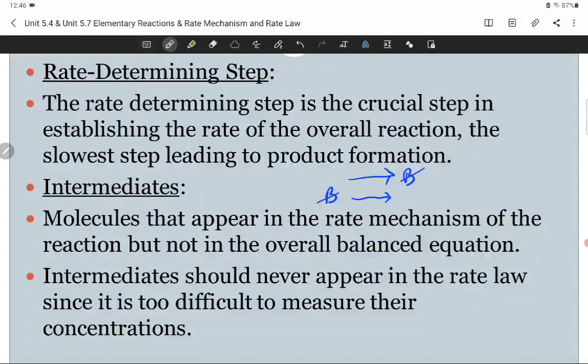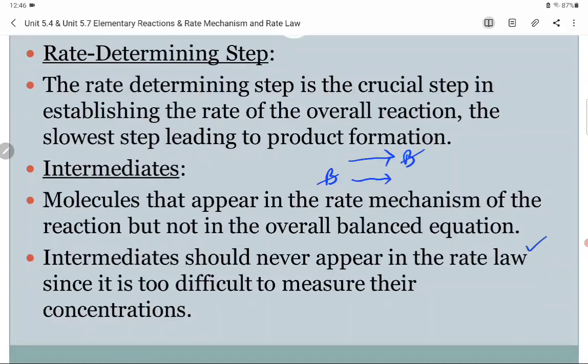Because of that, we do not like to place it ever into a rate law, because rate laws are designed to be a tool for us to be able to manipulate the speeds of reactions. So if we can't observe it, if we can't add it or subtract it, we can't really manipulate it. So we're going to always try to keep intermediates out of our rate laws, and we'll show you how to do that in a couple more slides here.